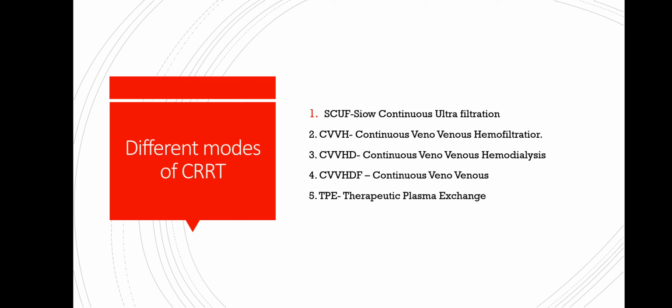Different modes of CRRT. This is an important part of CRRT. There are 5 types. The first one is slow continuous ultrafiltration, also known as SCUF. Then CVVH, which means continuous veno-venous hemofiltration, and CVVHD, continuous veno-venous hemodialysis. Then the fourth one is CVVHDF, continuous veno-venous hemodiafiltration. Then the fifth is TPE, therapeutic plasma exchange.